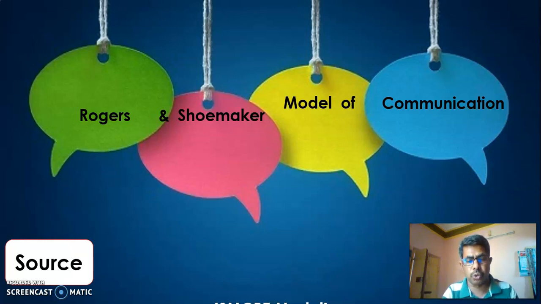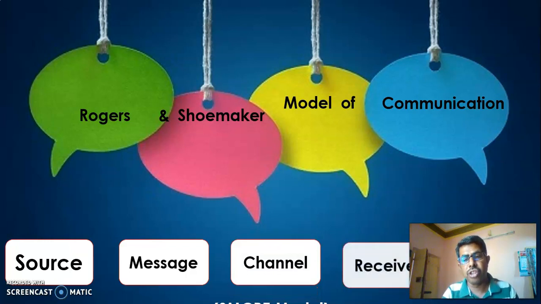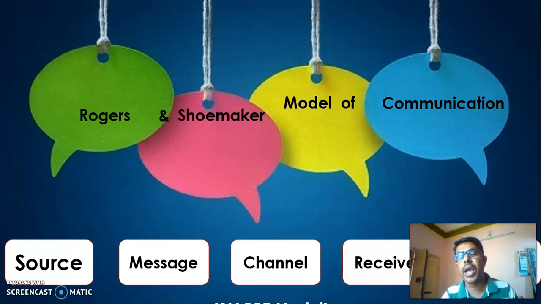As you know, the elements are the source, the message, the channel, the receiver, and finally the effect. So Rogers and Shoemaker did not involve all the 8 elements, but only 5 elements to make an effective communication: the source, message, channel, receiver, and what kind of effect happens over the period of communication. These all flow from the source to the message, the message is conveyed through the channel to the receiver, and finally it has some effect. The effect may or may not include feedback.